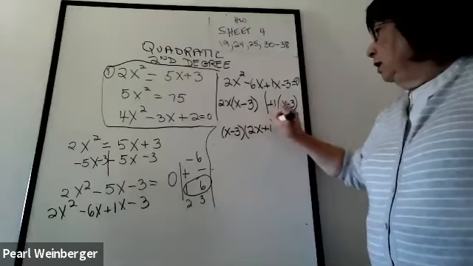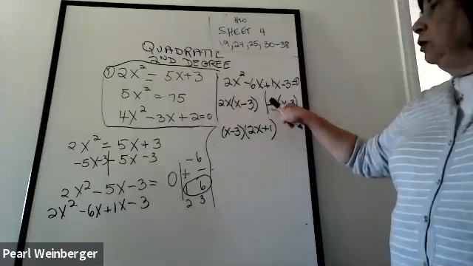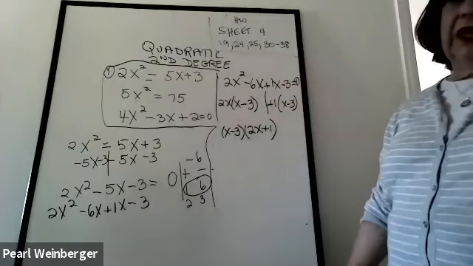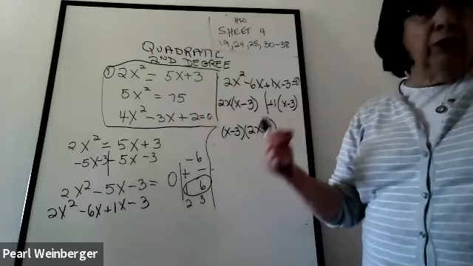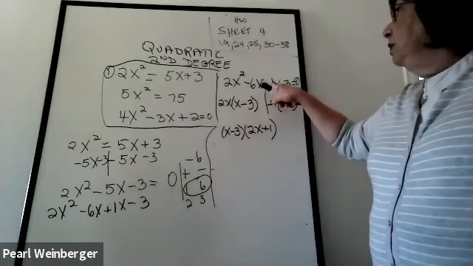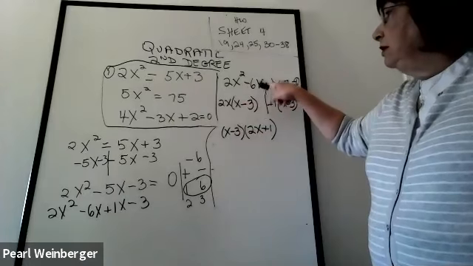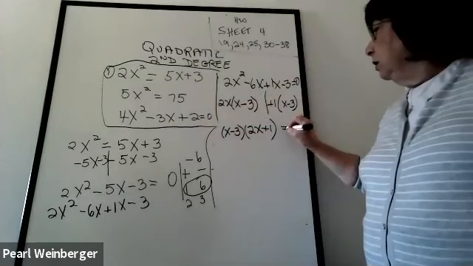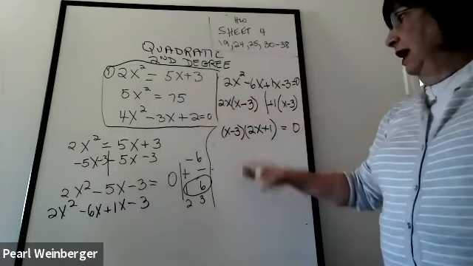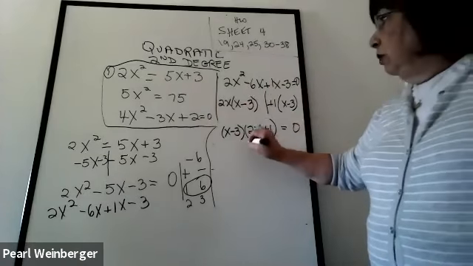plus 1. When you're using this grouping method, you must put a number in front of the second group. If there's nothing in common, then you put a 1. Again, it's a plus 1 because the middle term was plus. If this would have been a minus, it would have been a minus 1. Okay. And now we do what we did before.